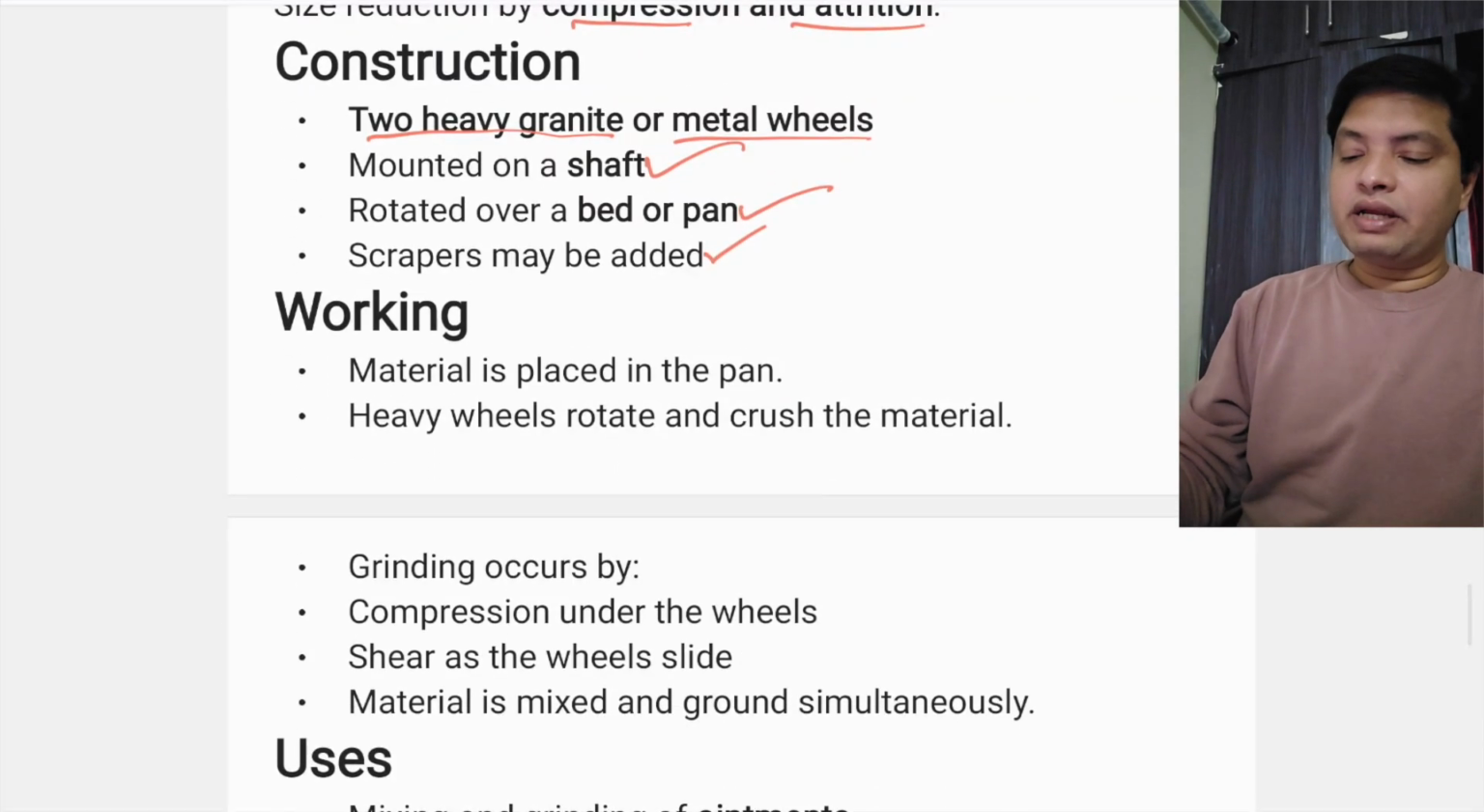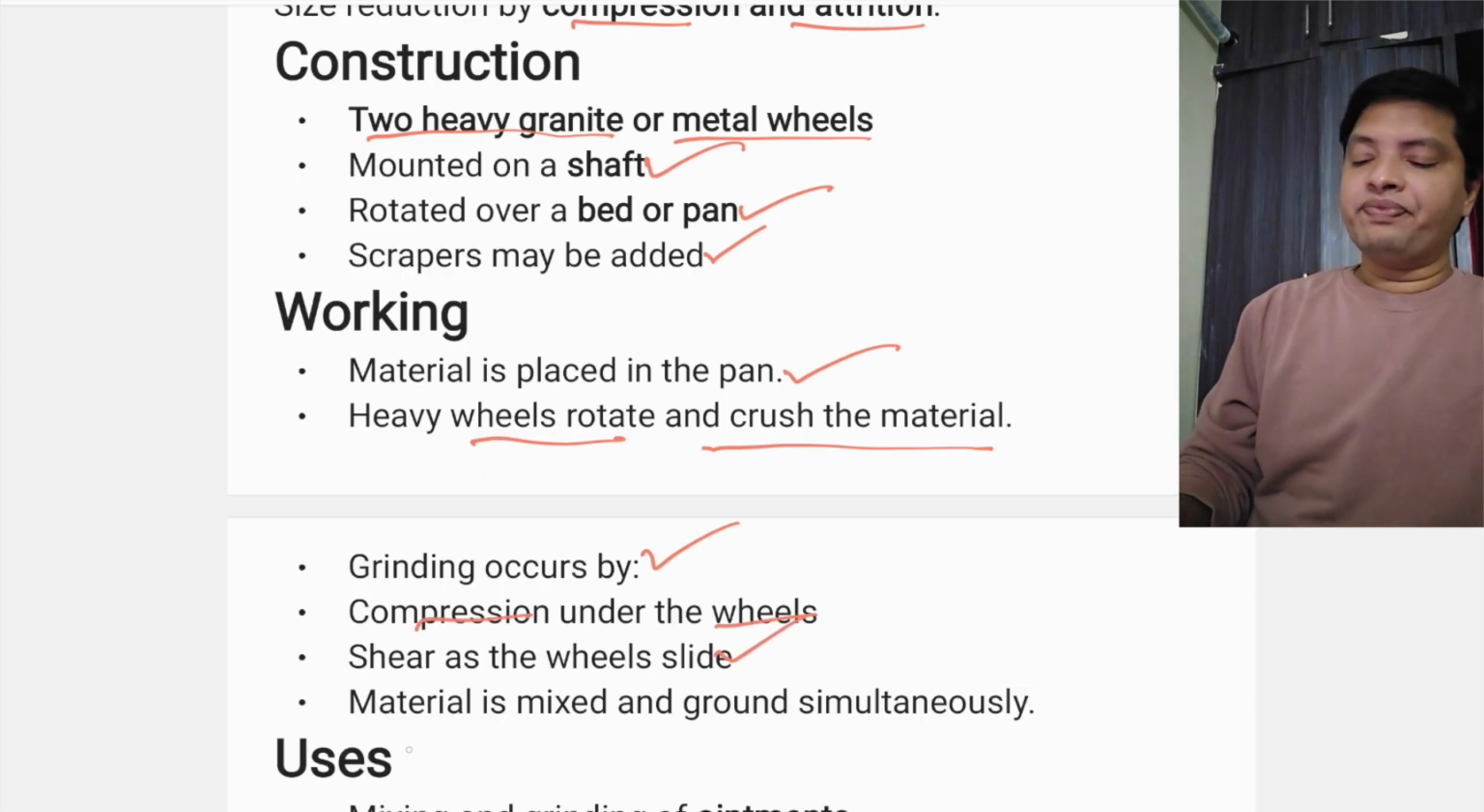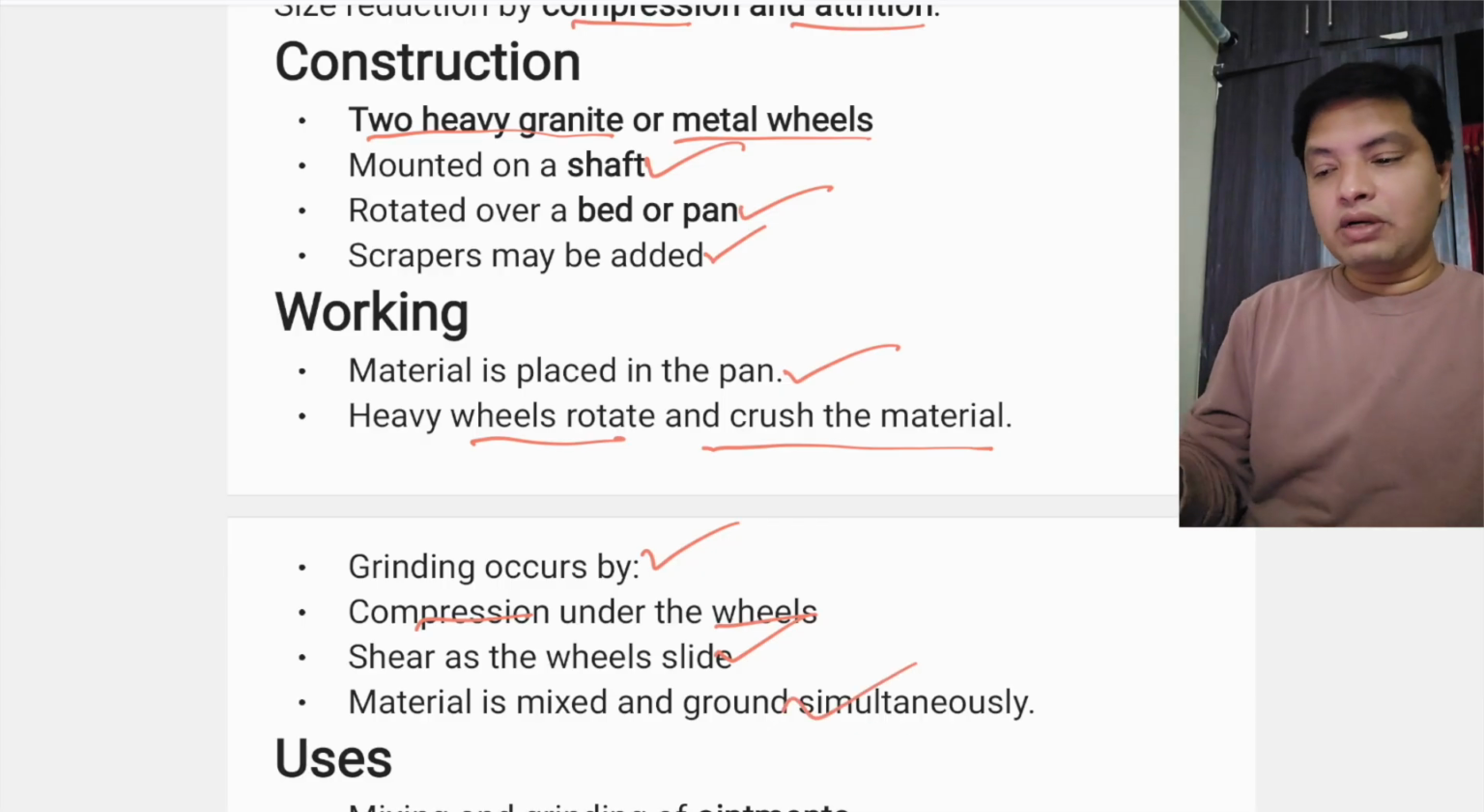Working. What is the working? Material is placed in the pan. Heavy wheels rotate and crush the material. Grinding occurs by compression of the wheels and shear of the wheels sliding. Okay, then material is mixed and ground simultaneously.